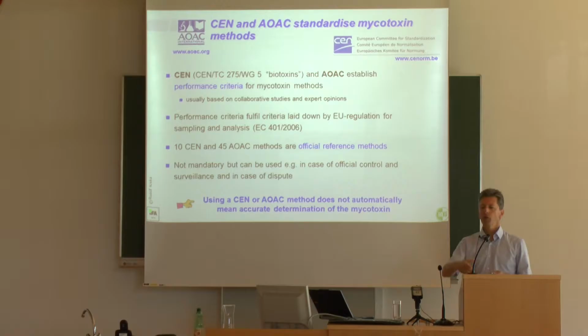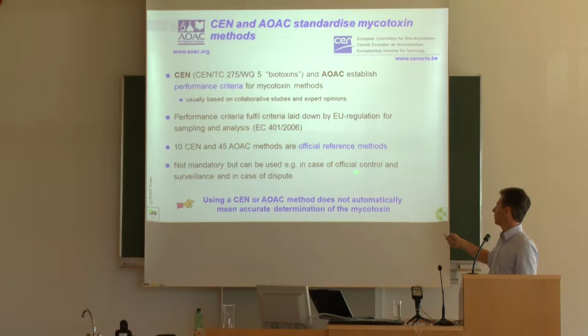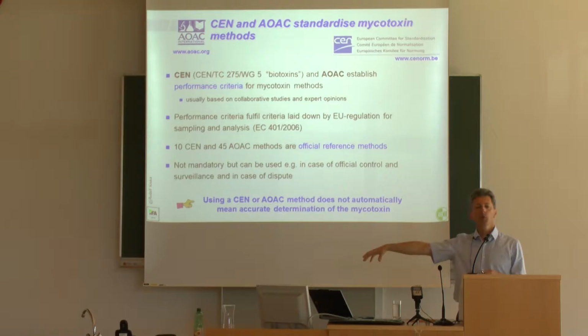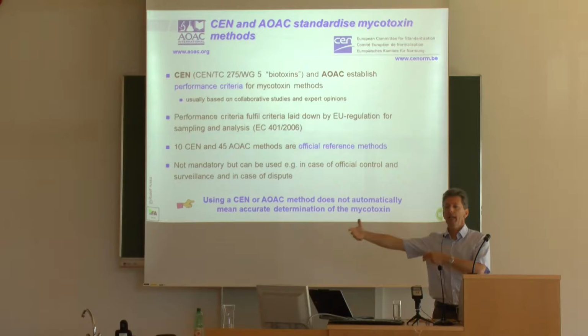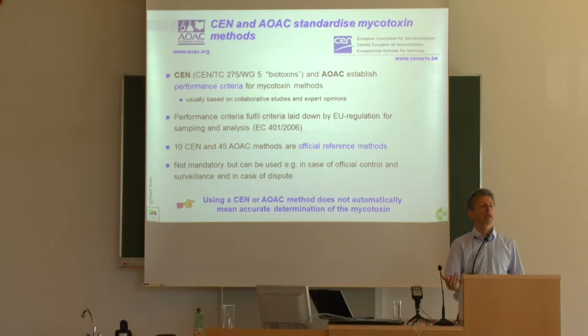I don't know if you work for the Health Sciences Authority in Singapore. Maybe the management wants to have such an official method in place to be ready for so-called official control surveillance and to be prepared for cases of dispute. Say one lab in Singapore, by repeated analysis, finds a level of 5 microgram per kilogram aflatoxin B1 in baby food, whereas the European lab analyzing the same sample finds 15 microgram per kilogram. Then there's a case of dispute.